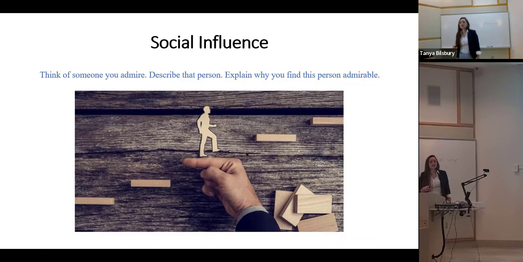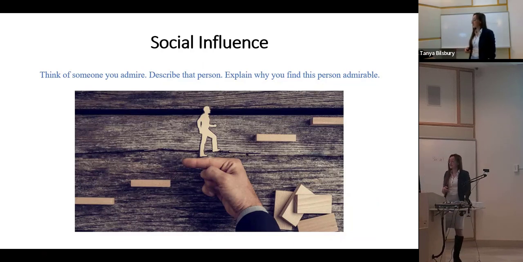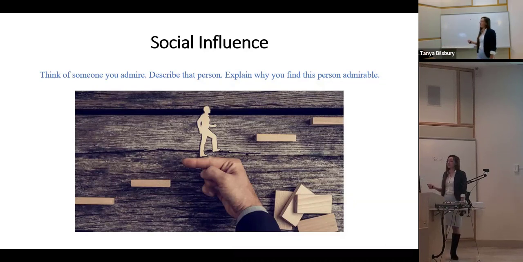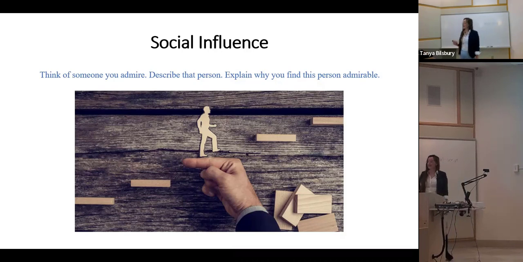You'll remember this question from your career development assignment. Think of someone you admire. Describe that person. That person might be a role model for your behavior. Maybe you hope to one day be a bit like that person. So other people influence our attitudes and our actions.